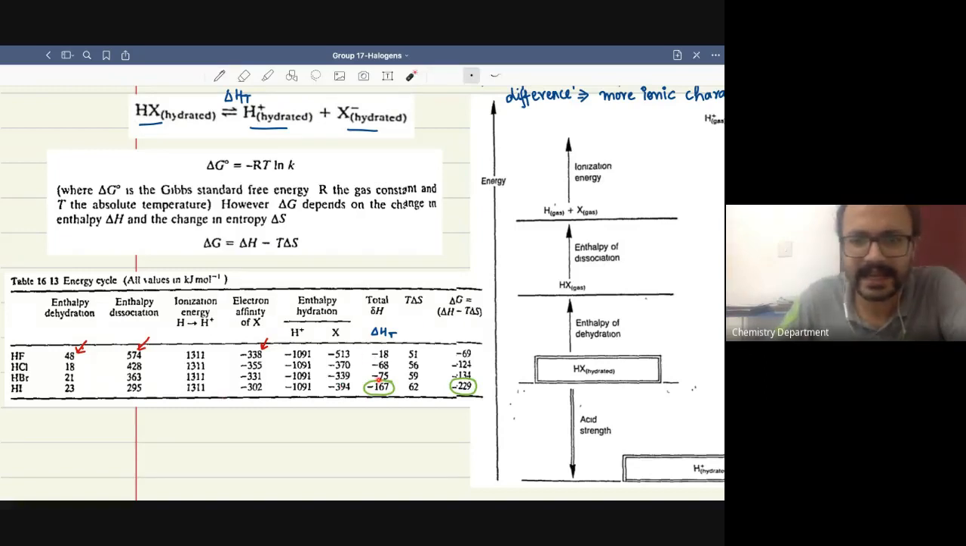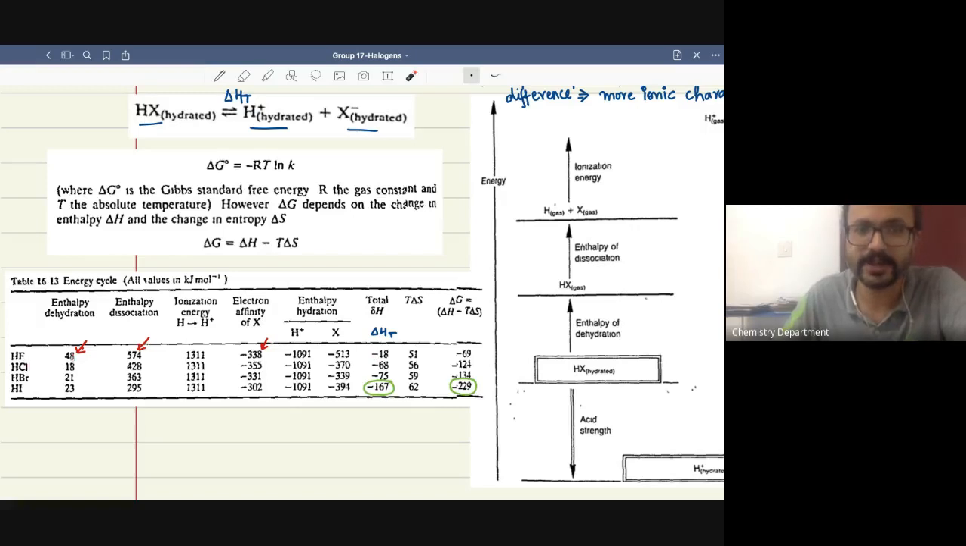When I try to calculate this delta H total here, what you find is that it is highly negative for hydroiodic acid, and that is why HI is highly acidic in comparison to hydrofluoric acid. Now, we need to understand why you have a lower value for the delta H total in the case of fluorine, in the case of HF.